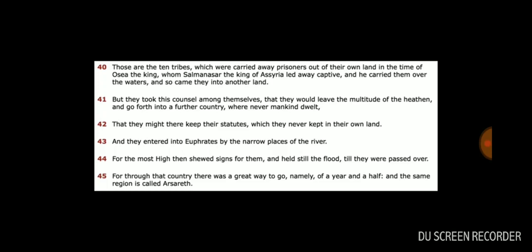And they entered into Euphrates by the narrow places of the river, for the Most High then showed signs for them and held still the flood till they passed over. For through that country there was a great way to go, namely of a year and a half, and the same region is called Arsareth." Notice that these verses make no mention of them building ships and sailing across the sea. However, alphabet campers will try to add that to the script.